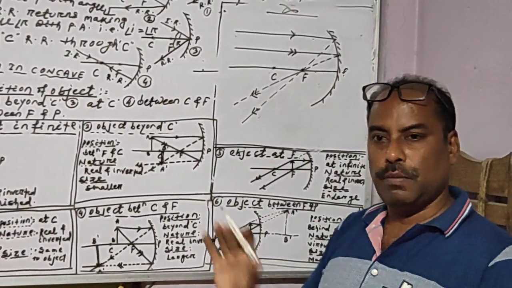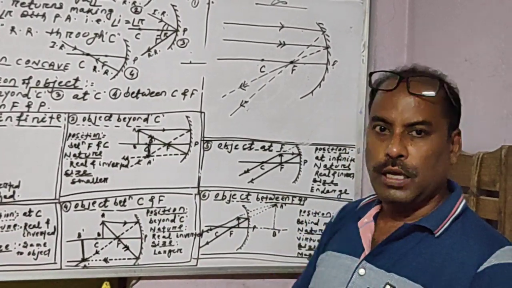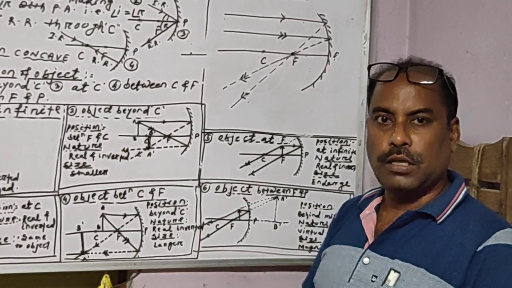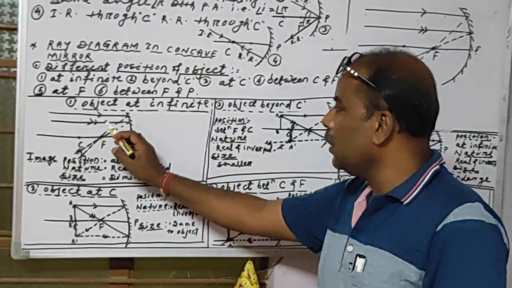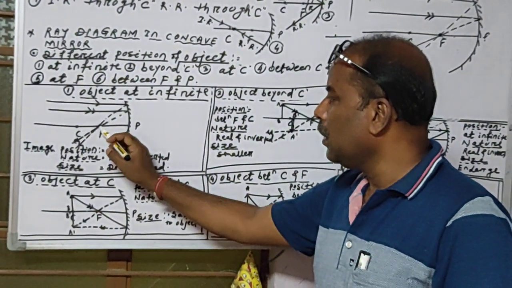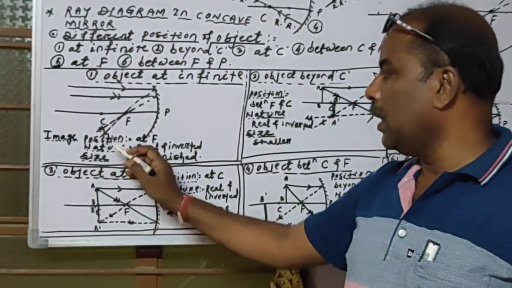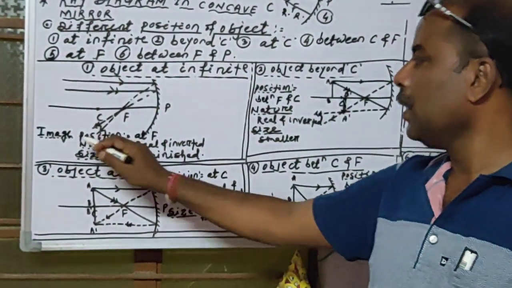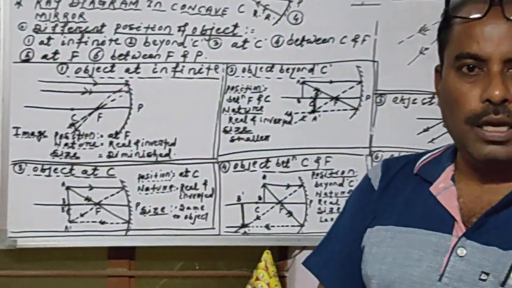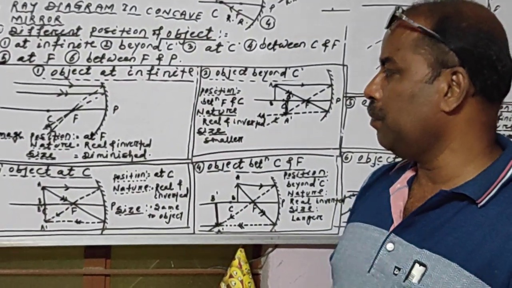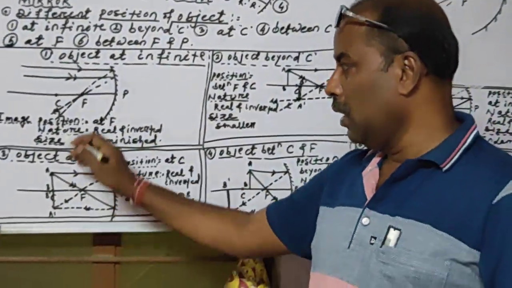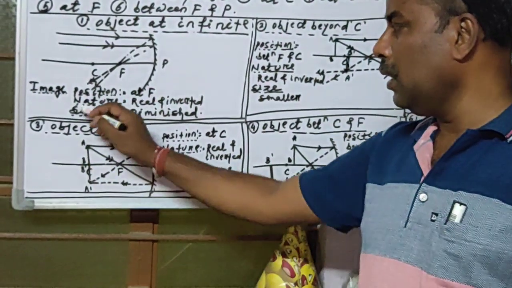Lines should be straight; by freehand you cannot draw it. You have to use the scale for drawing the line. Now you see here also I have drawn the same. It is F. Then we have to write about the 3 points. This is the object position. Now we have to write information about the image: image position, image nature, image size.